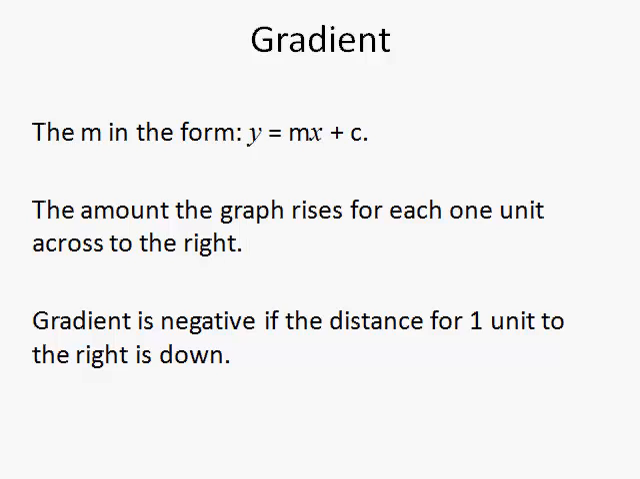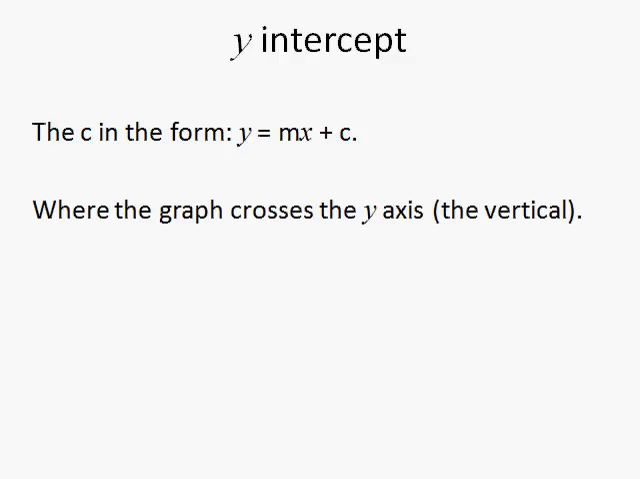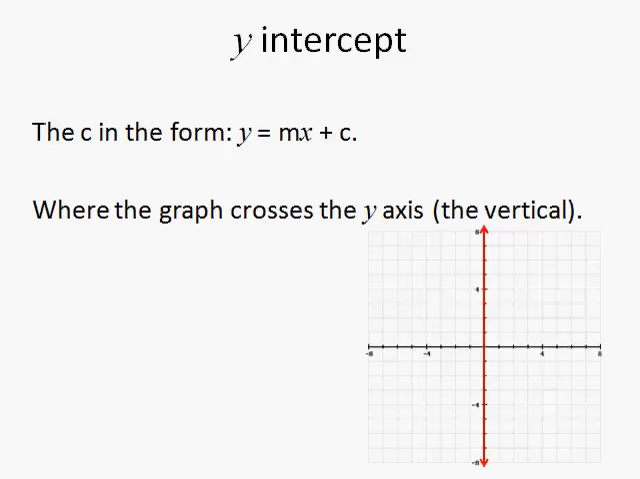If the graph goes the other way, then it is negative. We take a line and we go 1 to the right, and if it goes down, then the gradient is negative.